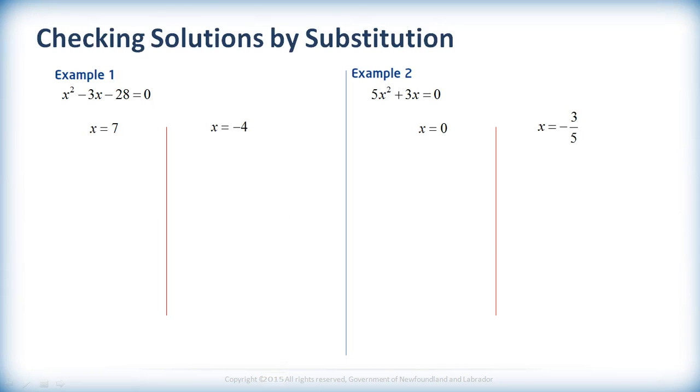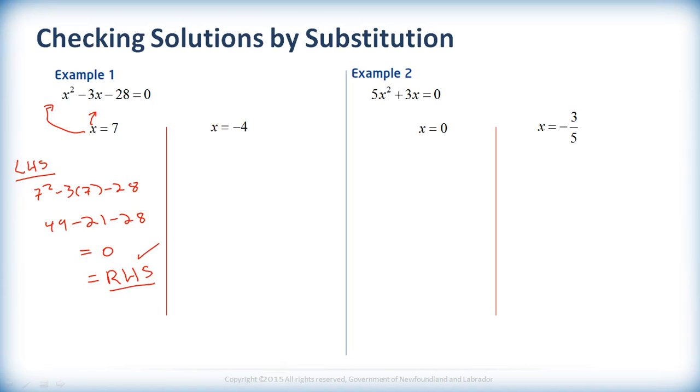Next. Once we have the solutions for a quadratic equation, we can check them to verify that they are correct by substituting them back into the quadratic that we start with. So if I take that x equals 7 and plug it in for x here, on the left-hand side, I'm going to get 7 squared minus 3 times 7 minus 28. So that's 49 minus 21 minus 28, which equals 0. Which also happens to be the right-hand side of that equation. So what do you know? Left side equals right side. It works.